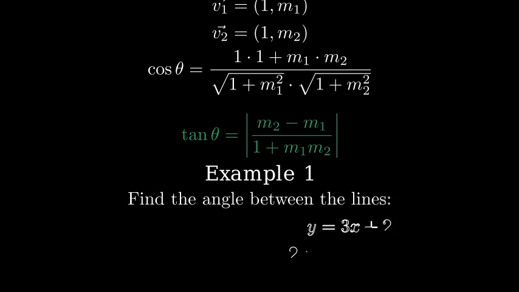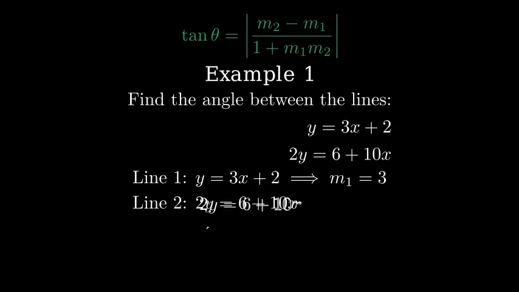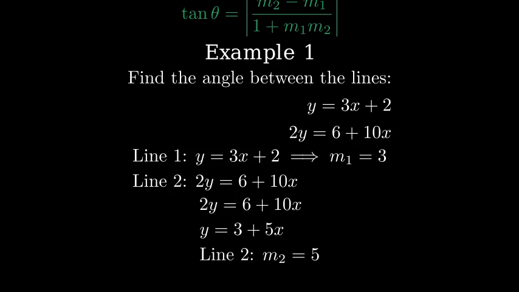Example 1. Find the angle between the lines with equations y equals 3x plus 2 and 2y equals 6 plus 10x. First, we need to find the slopes of these two lines. For the first line, the slope is 3 since it's in the form y equals mx plus b. For the second line, we need to rearrange it first. Dividing both sides by 2, we get y equals 3 plus 5x, so the slope is 5.